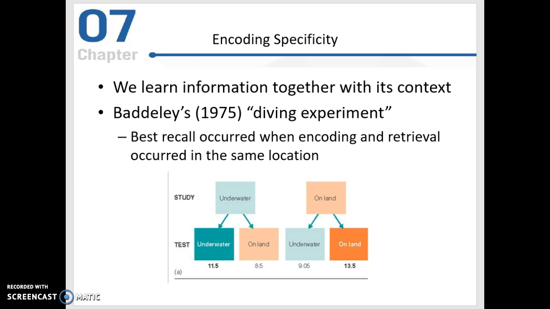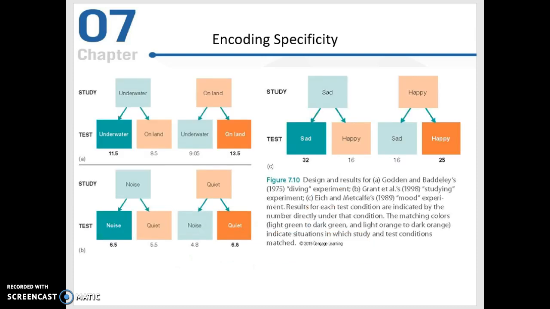And you can see the two that are brighter, on the left side, underwater, has 11.5 recalled versus 8.5. There was an effect there that if it was in the same place, there was increased retrieval for those words. And then same on the right side there, you can see that on land is a higher level than underwater. This shows you that this has been replicated in other ways.